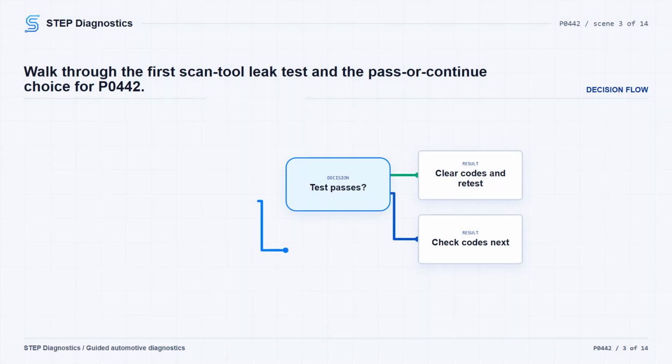On hybrid applications, run the COO EVAP leak test. On all others, run the PCM evaporative emission system test. If that scan tool test is not available, move on to the next diagnostic step. If the test passes for P0442, the system is operating correctly at this time. Clear the PCM DTCs and repeat the self-test. If the test does not pass, continue by checking codes.